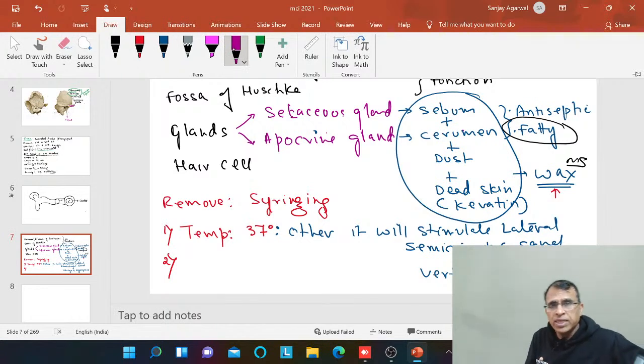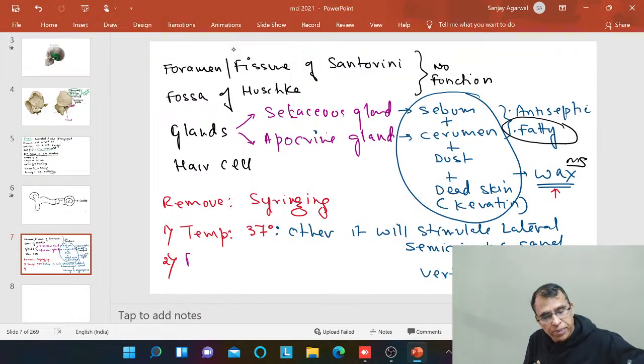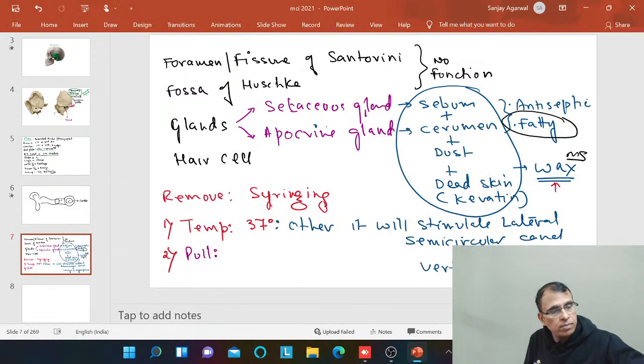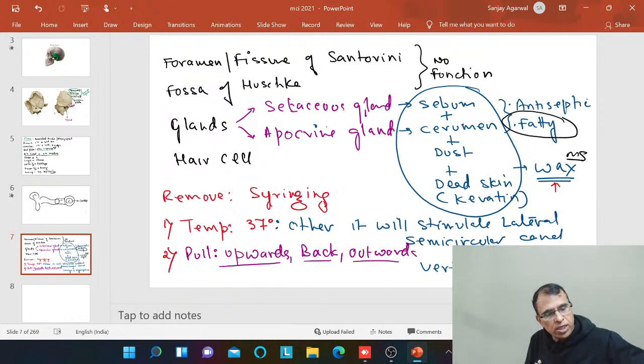Remember, pinna is S shaped. So you have to make this pinna straight. And they ask you, how do you make the pinna straight? You have to pull the pinna. And the question is, which direction do you pull the pinna? This is another question. Pinna is pulled upwards, backwards and outwards. This is the direction of pinna, upwards, backwards and outwards.